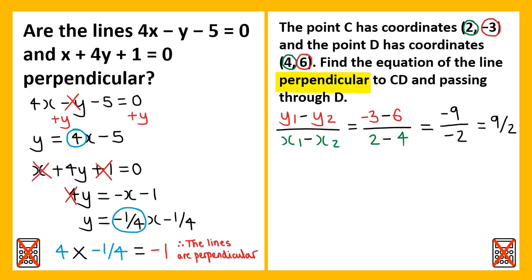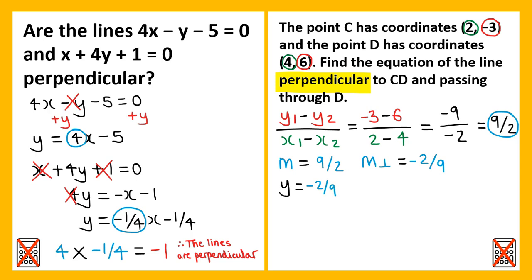Keeping this as a fraction will make it easier to find the negative reciprocal. Now I know the gradient of the line CD is 9 over 2. The perpendicular gradient will be the negative reciprocal, so flip the fraction upside down to become 2 over 9 and change the sign to a negative in this case. Now I know the gradient of the perpendicular line is negative 2 over 9.